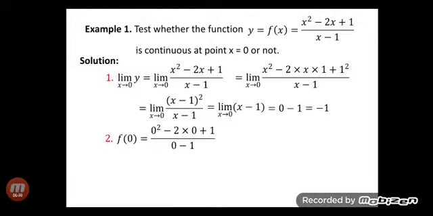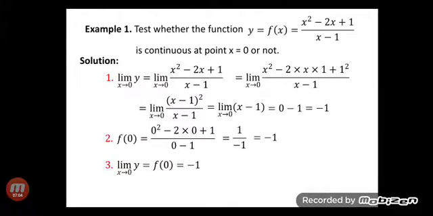Condition number 2. The value of the function at x equal to 0. Here we simply put the value of x, so in place of x we write 0. So we get 0 squared minus 2 into 0 plus 1, divided by 0 minus 1, and that is equal to 1 by minus 1, which is equal to minus 1.